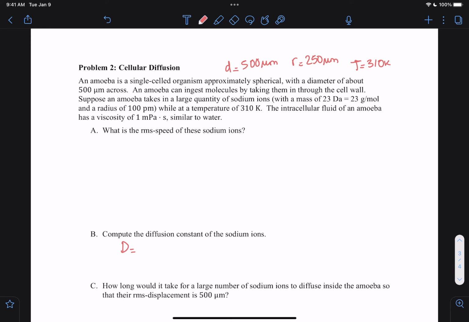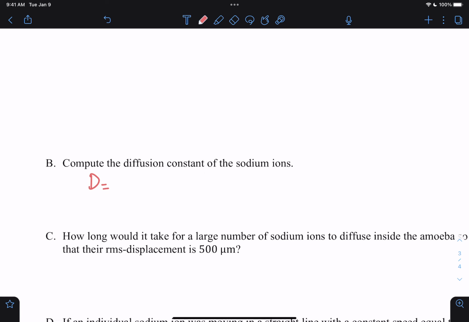How do you think we're going to be able to calculate the diffusion constant for B then? Because this is good practice in terms of being able to extract information from the problems and relating them to an equation that you can use.